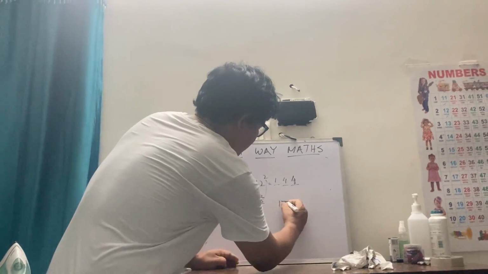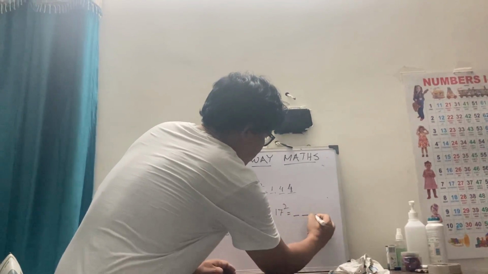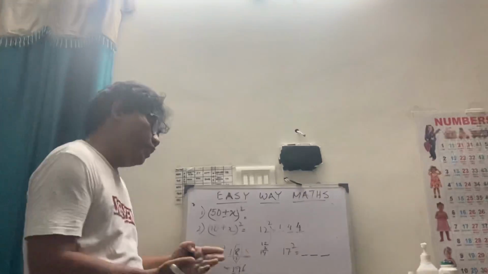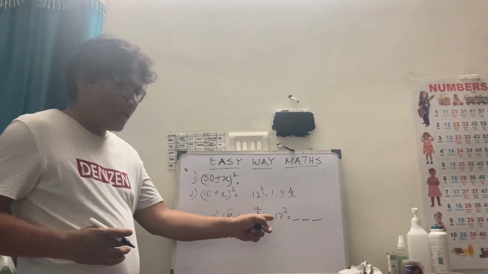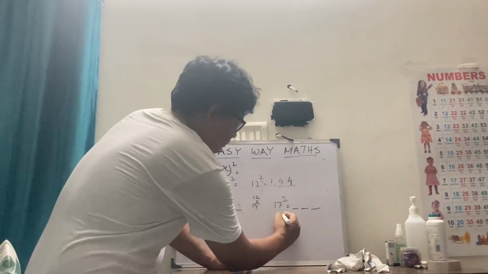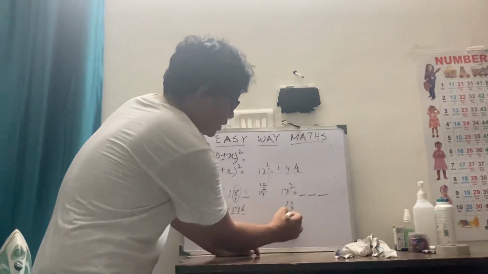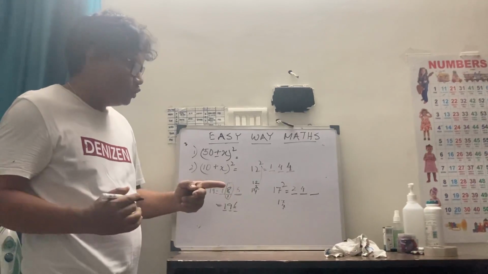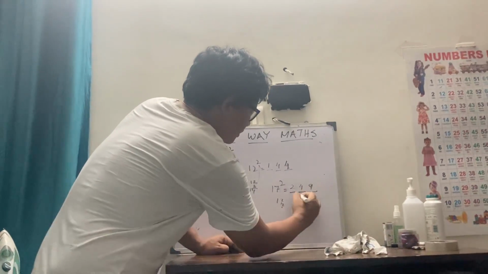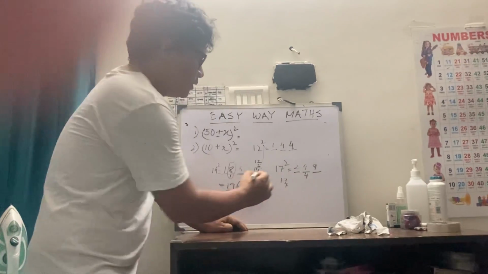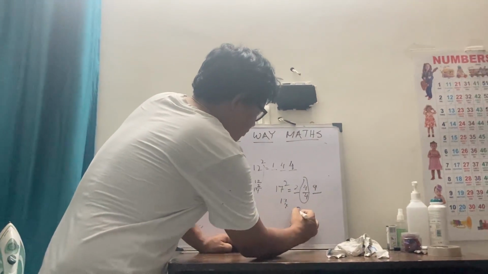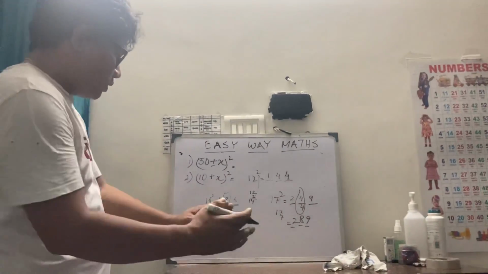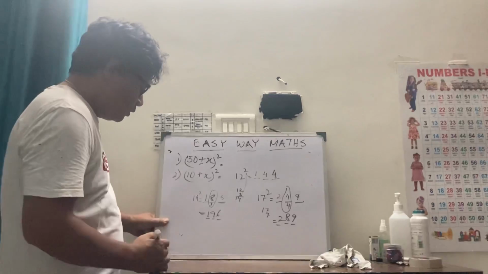So let's take the example of 17 square, right? 17 is more than 10 by 7, so you add another 7 to 17. If you add another 7 to 17, 17 plus 7, what do you get? You get 24, right? And 7 square is 49. So you write 9 here, and below this 4 you write another 4, right? You add this up, it becomes 289, right? This way. So let's do one more example to make it clear.